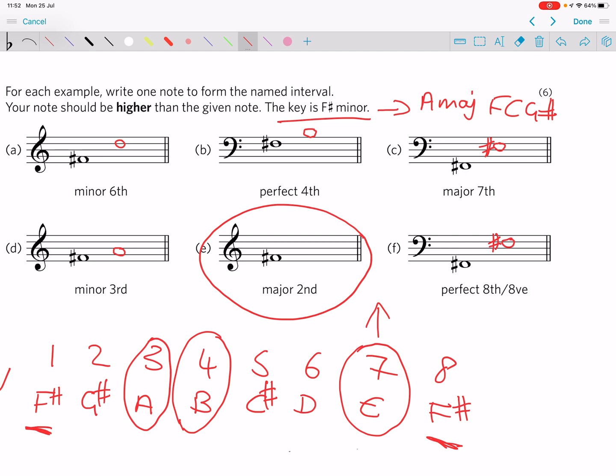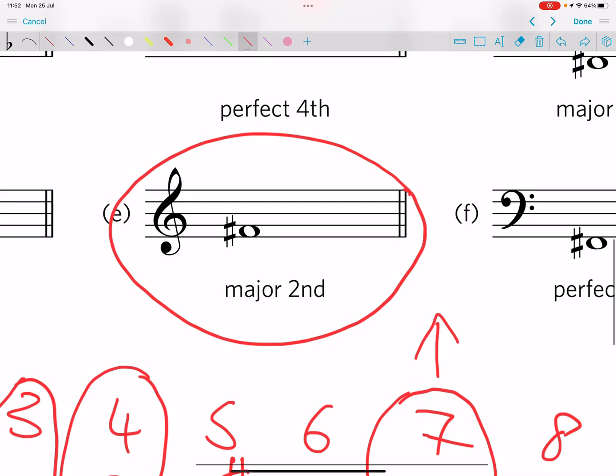Now, in this case, it's not quite the same. So major seconds are the only exception. So the way to think of it is a minor second is 1 semitone higher than the starting note. So that's an F sharp, so that would make it a G. Now a major second is 2 semitones or a tone, a whole step up. So that's the only difference.